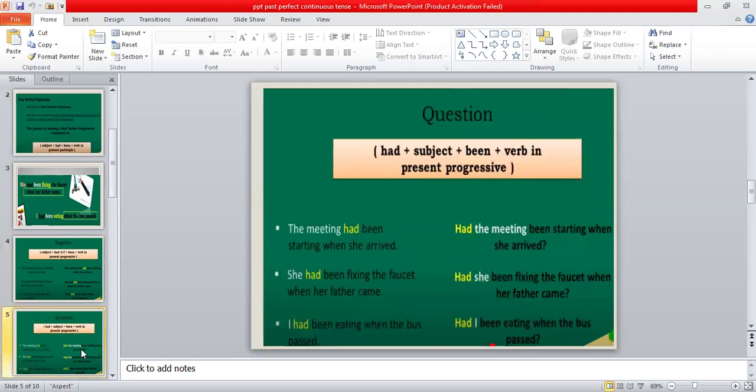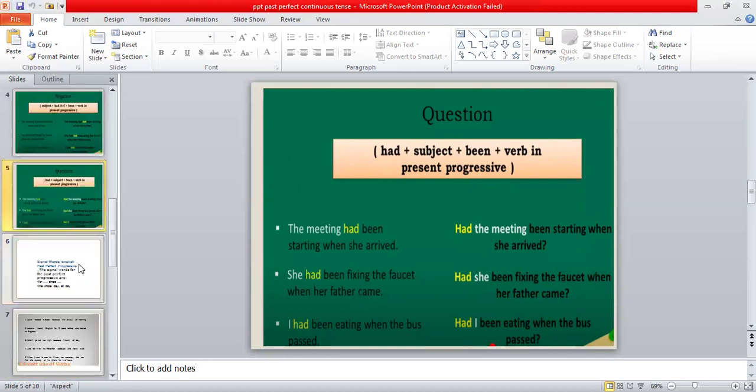If you want to make an interrogative sentence, then you will have to use had in the beginning of the sentence, and the rest of the sentence will be constructed according to the formula, like had will be there, subject will be there, been, and later the ing form of the verb will be used in the interrogative sentences.